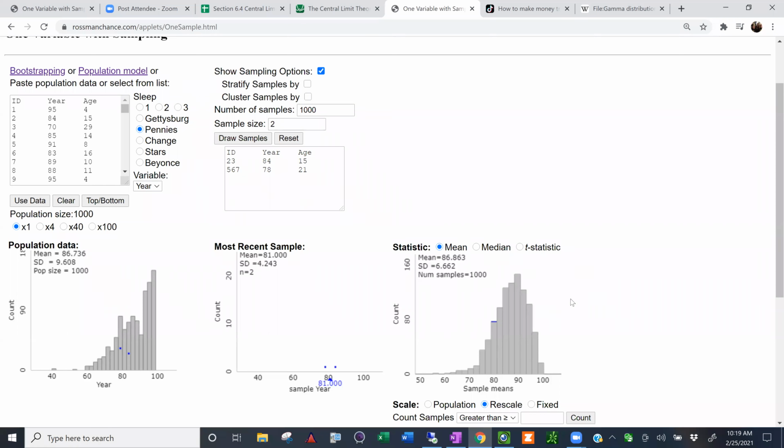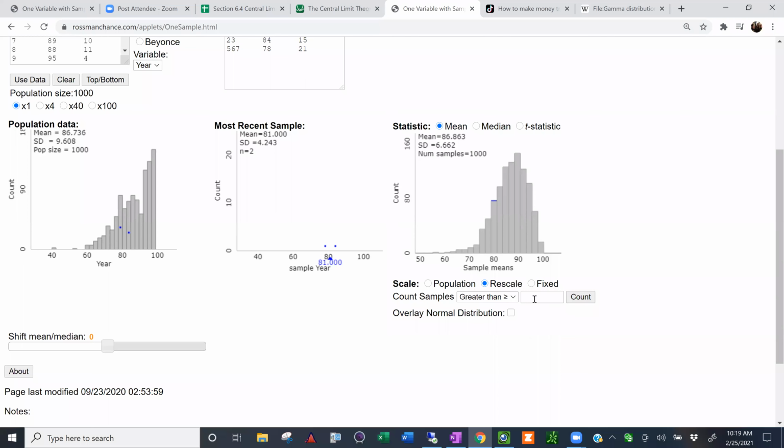Does that random variable have a normal distribution here? No, it doesn't. In fact, if you want to, what you can do is underneath here, it says overlay normal distribution. Does that look like it's a good fit?